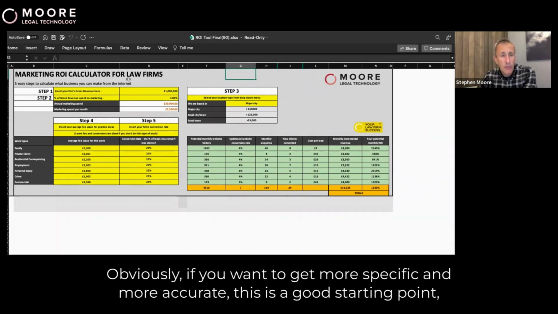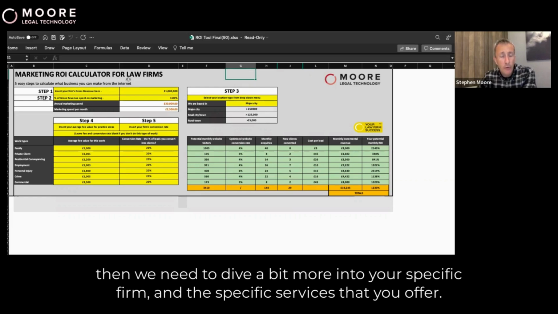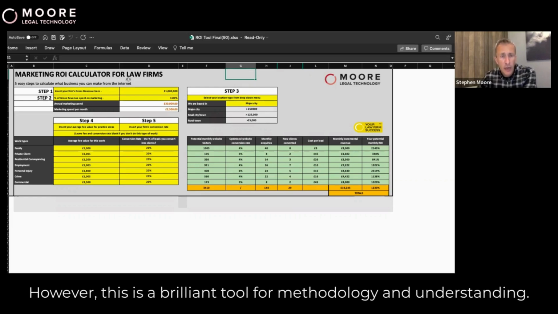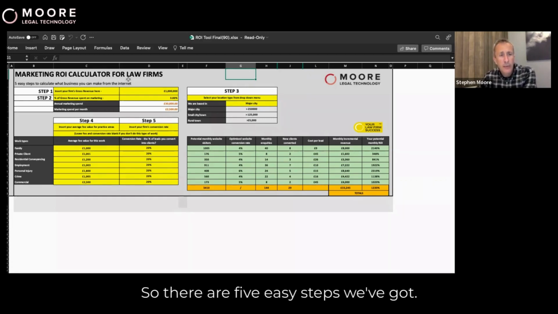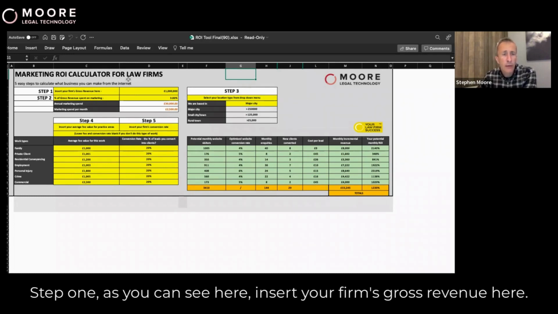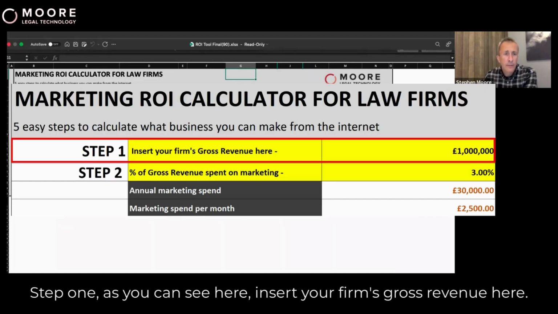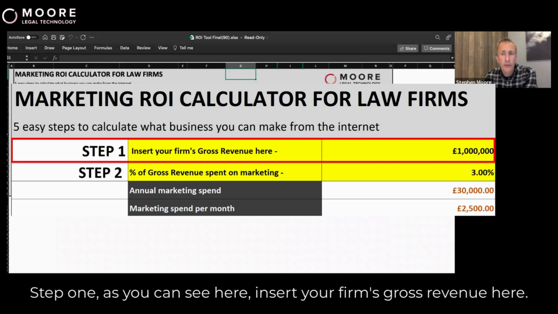Obviously, if you want to get more specific and more accurate, this is a good starting point. Then we need to dive a bit more into your specific firm and the specific services that you offer. However, this is a brilliant tool for methodology and understanding. So there's 5 easy steps we've got. Step 1, you can see here, insert your firm's gross revenue here.